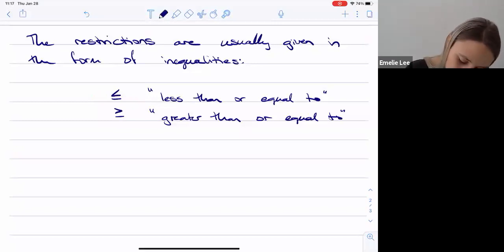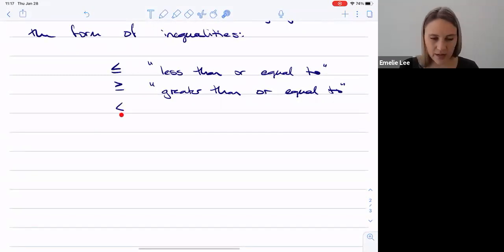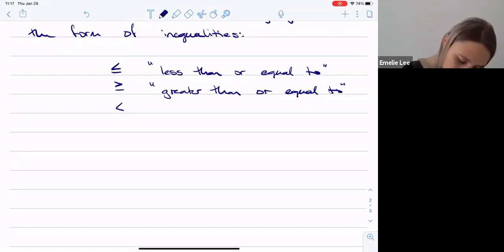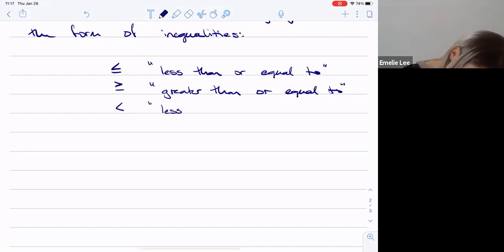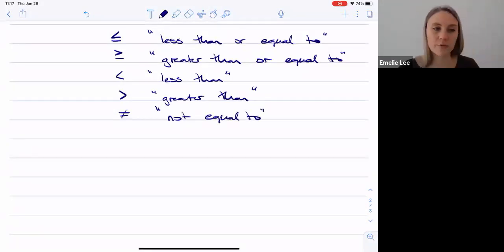Same thing here. If you don't have the underline, it's not equal to that value. So then it's just less than, greater than, and not equal to. Just as a refresher.